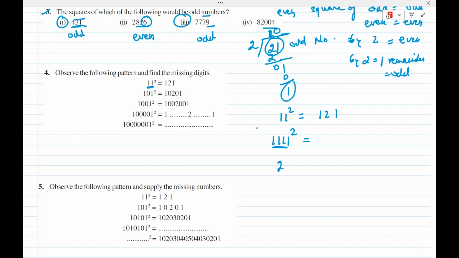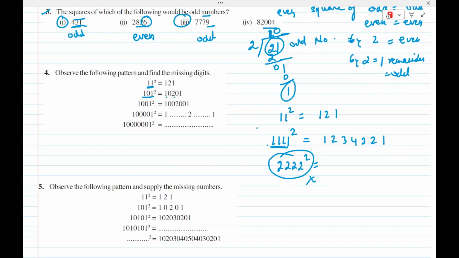This is not valid for all numbers. I cannot follow that trick for other numbers. It is only for numbers which contain only 1s. So I can see 4 ones, so I'll write 1, 2, 3, 4. Then reverse it, meaning decreasing order: 3, 2, 1. So that is the square of 1111.